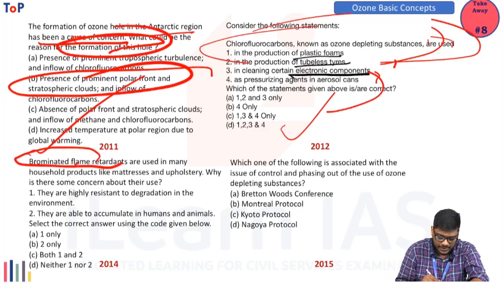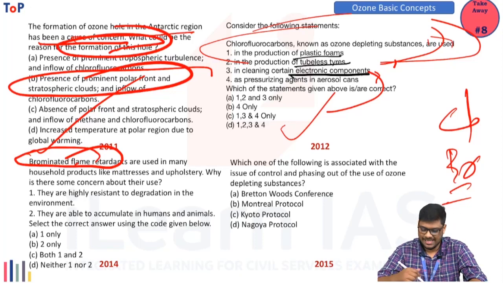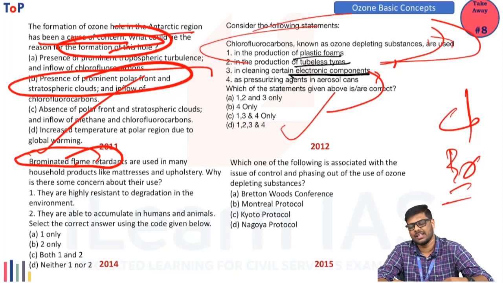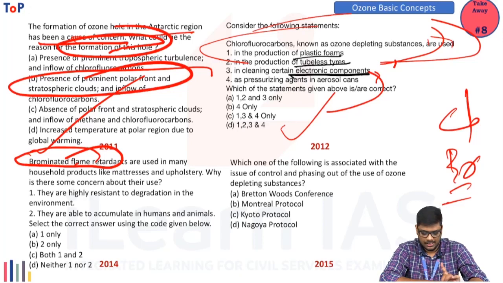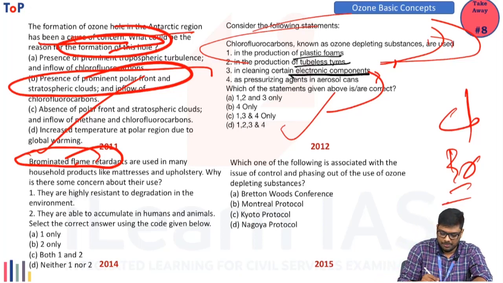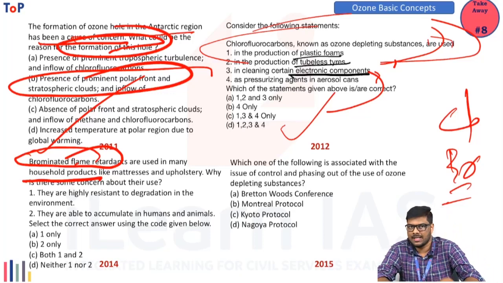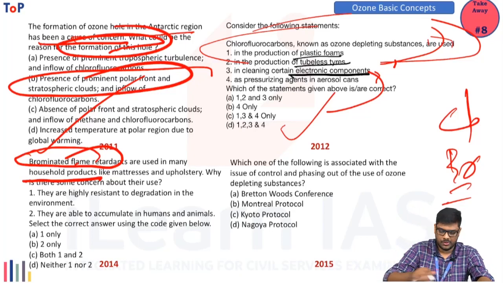And what about these things? Brominated flame retardants. Just like chlorine, bromine is another major ozone depleting substance. And in order to answer this question, you don't even need conceptual clarity, or you don't even need to know the facts. Just use your common sense. UPSC says that brominated flame retardants are used in many household products, and there is a very high chance that if these components are used in household products, people and animals will come into contact with these materials. So go for the options.